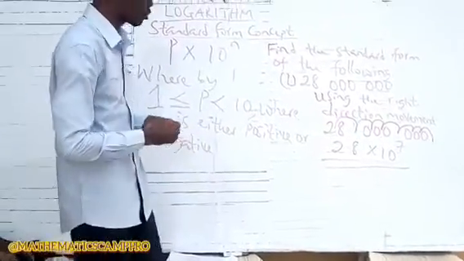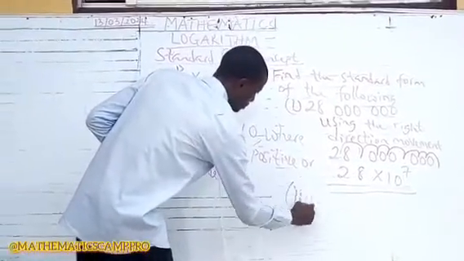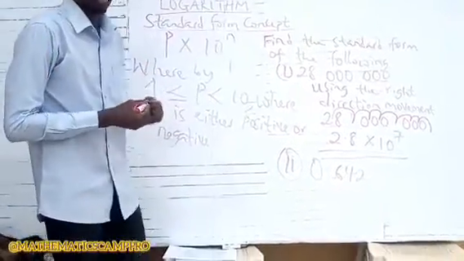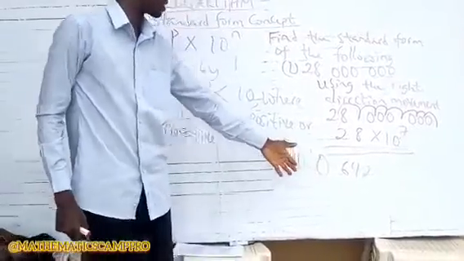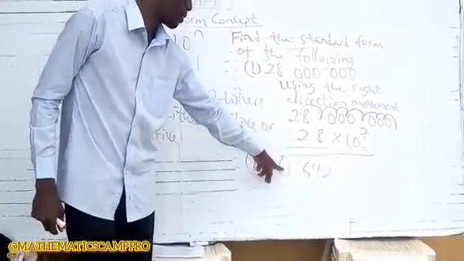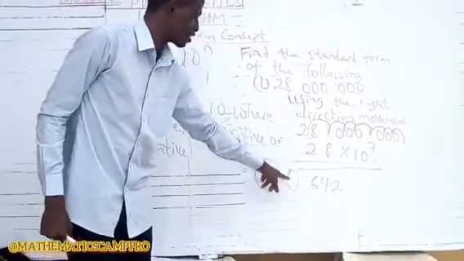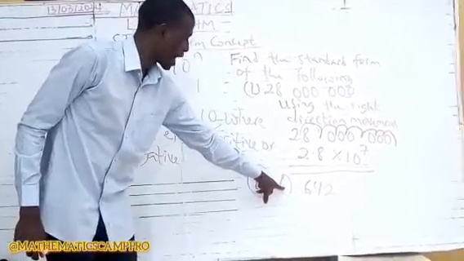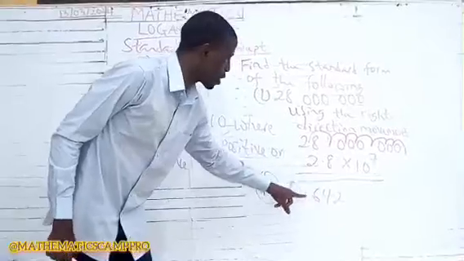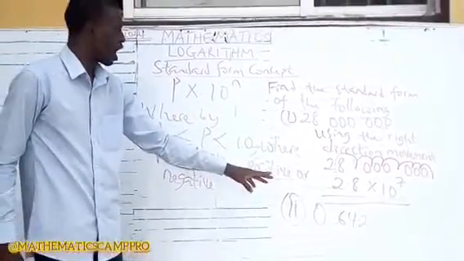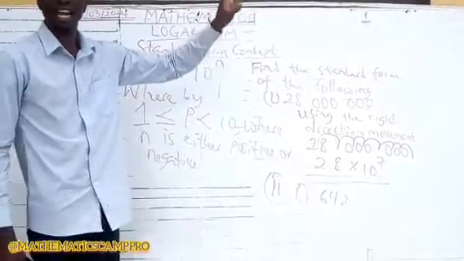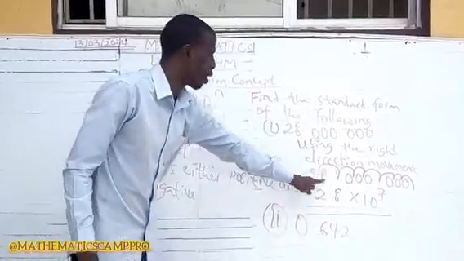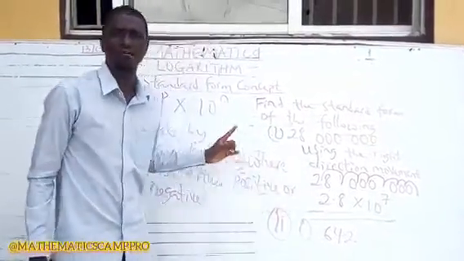Also, if you are asked to write this in standard form, 0.642. Looking at this number, it is less than 1. How is it less than 1? If you look at the first integral number before the decimal point, it is 0. And for any number to be less than 1, it is definitely going to start with 0. Now we have 0.642 and we are asked to write this in standard form. I told you that there are two movements in standard form, the right direction movement and the left direction movement. Anytime a number is less than 1, you use the left direction movement.